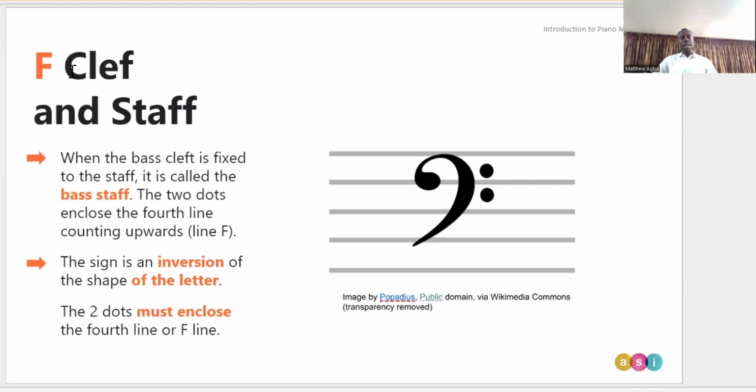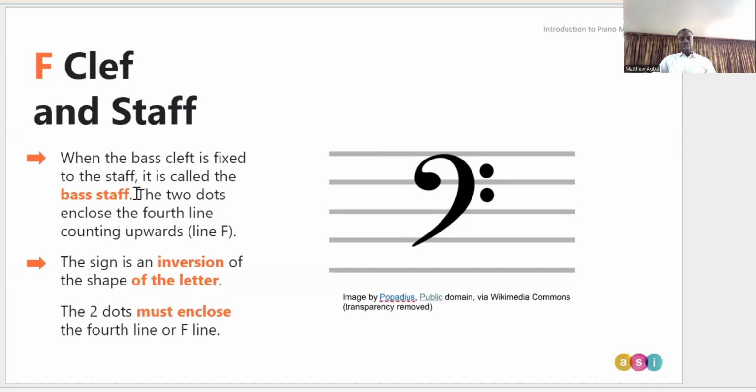So we move to the next discourse, F clef and staff. Take note, the F clef is otherwise known as the bass clef. And when the F clef or the bass clef is fixed on the staff, it is called the bass staff or the F staff. Usually the bass clef has 2 dots enclosing the 4th line. So we have 1, 2, 3, 4, 5. You start from the 4th line and start drawing your bass clef.